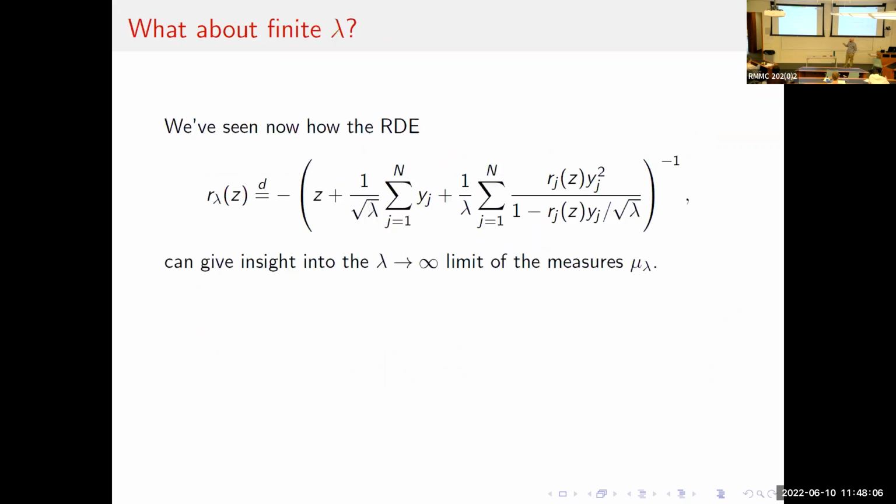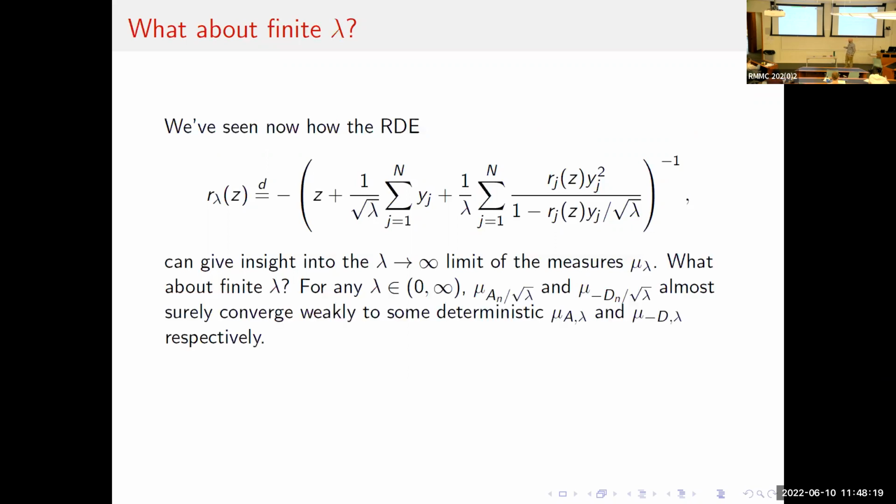So that kind of leads to the next question that Jorge asked earlier. We've seen now how this RDE can give insights into the limit as lambda goes to infinity of these measures. But a natural question is, what about finite lambda? So for every lambda in 0 to infinity, mu sub An over square root of lambda converges, and mu sub negative Dn over square root of lambda. So they both almost surely converge weakly to some deterministic limits. And then the question of the rest of the talk is that mu lambda, is it the free convolution of these two respective limits? So I don't have an answer either way yet.